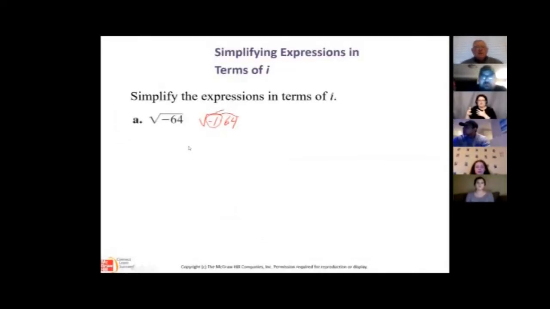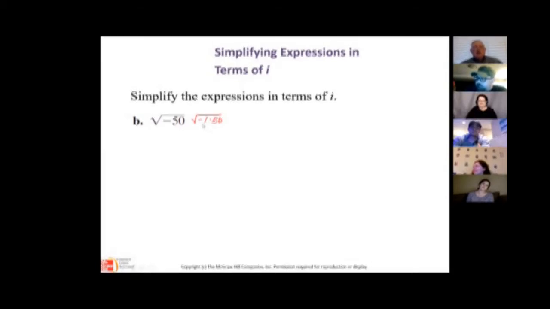Here are some examples. If we have the square root of -64, we break that down into -1 times 64. The -1 will extract as an i, and the 64 will extract as an 8. So your answer would be 8i. In this case, -50.